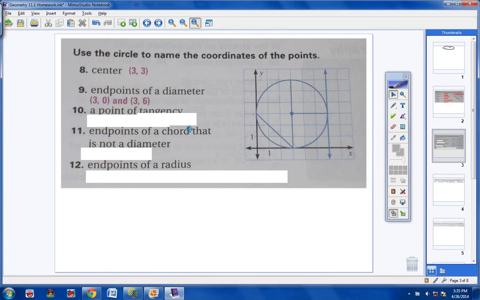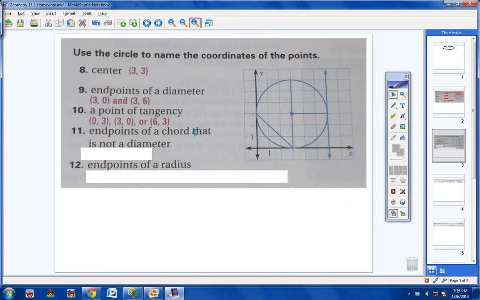And so there we go. Now let's talk about a point of tangency. Well, here's a tangent line right here. It intersects the circle in one place, which is right here. So there's your point of tangency. Looks like it's over 6 and up 3 to me. Over 6 and up 3. So the point of tangency should be 6, 3.